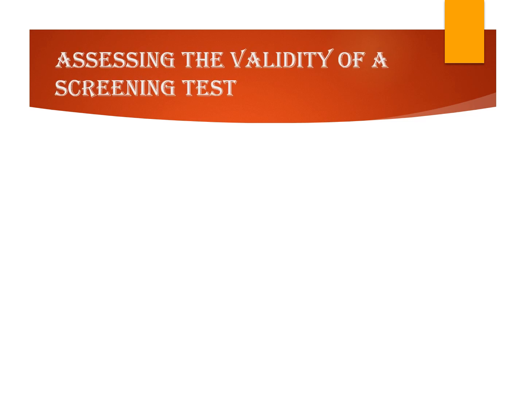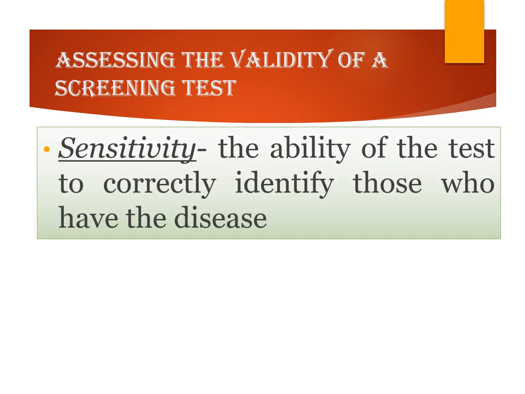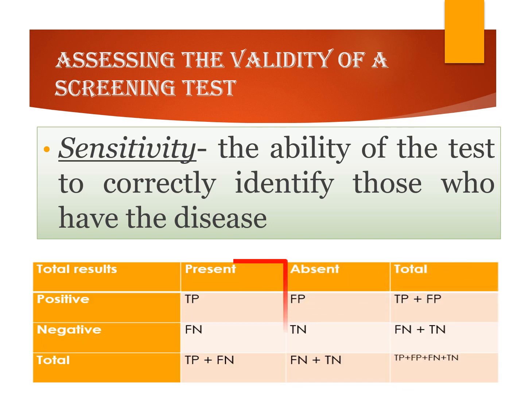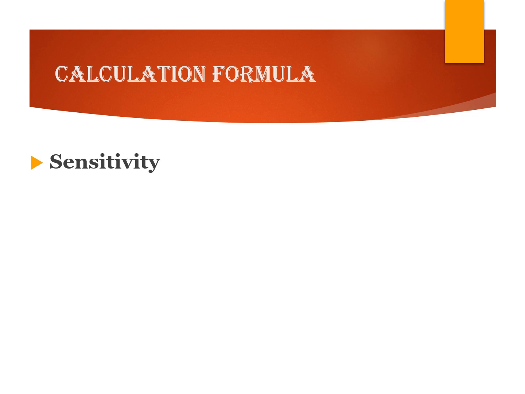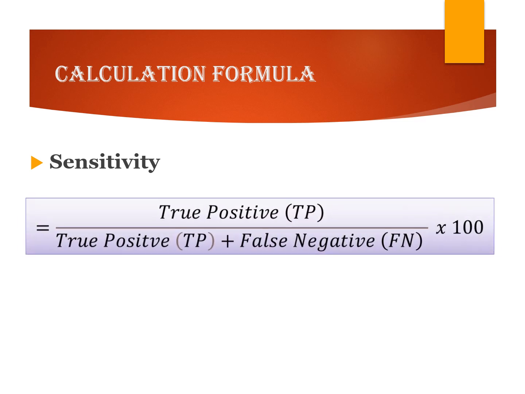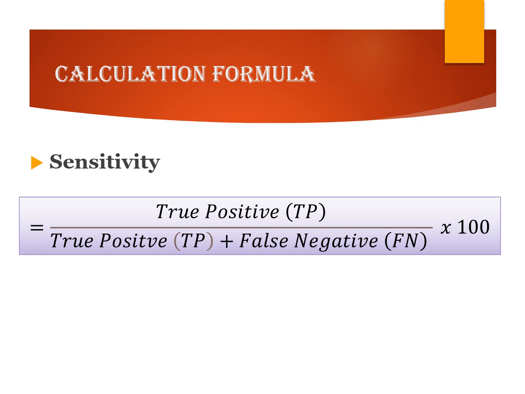Sensitivity answers the question, are these people truly ill? So our focus will be on the proportion of cases that are your true positive or TP and false negative, FN. Now, the formula that we will use is the ratio of true positive, that is TP, to the sum of true positive and false negative, multiplied by 100.